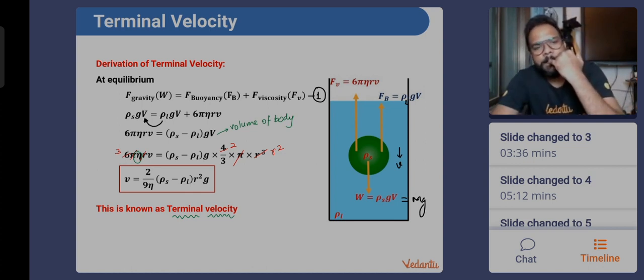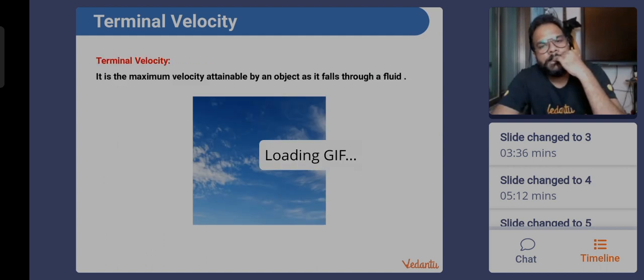Is there any terminal velocity definition here? I think I gave you the definition here. This is the maximum velocity attained by an object when it is falling through a fluid. Okay.